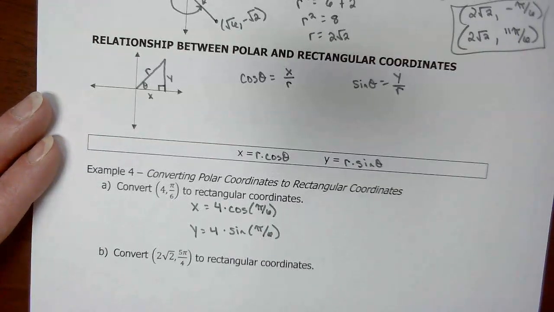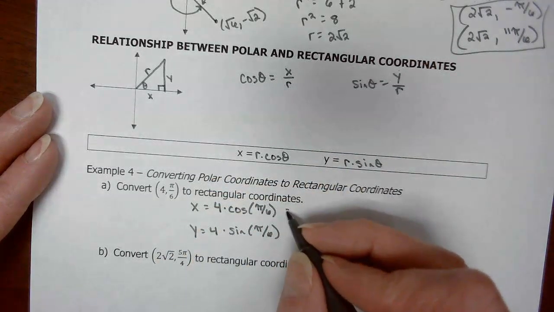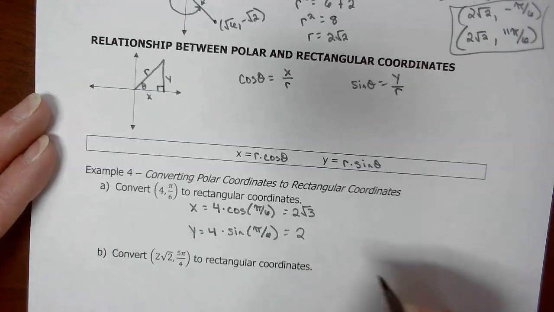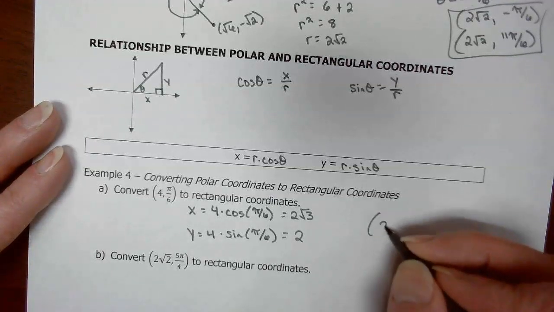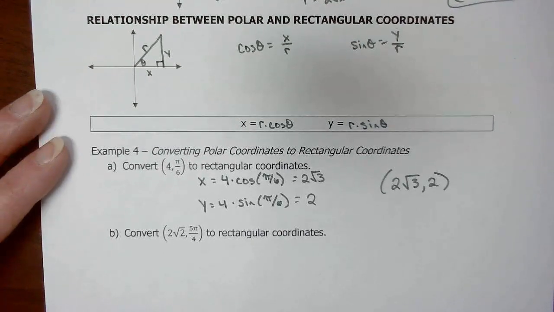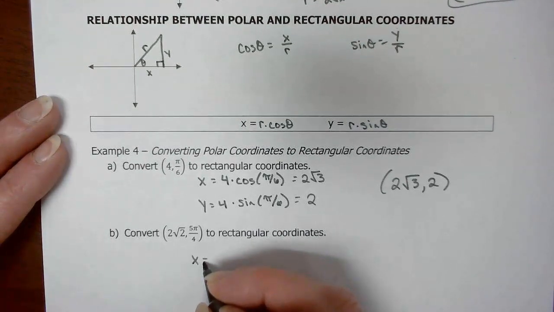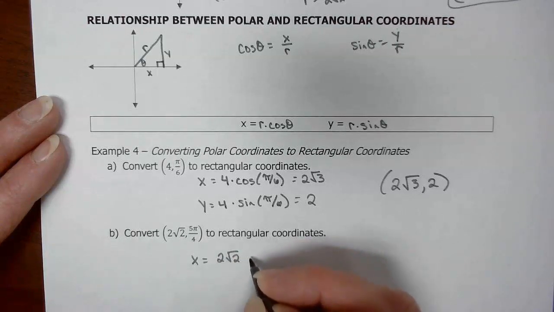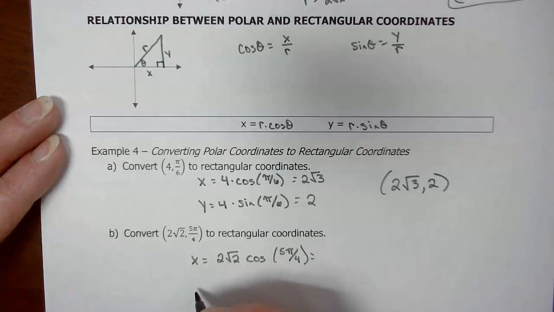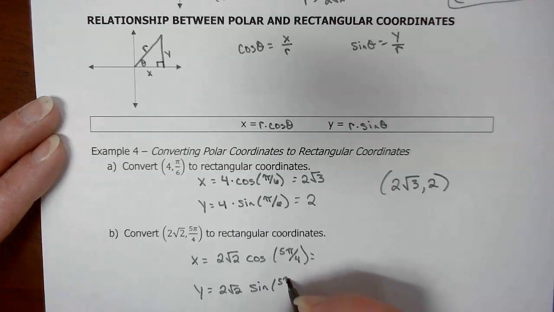And so I'm going to do 4 cosine pi over 6, and I get 2 square root of 3. Then 4 sine pi over 6, and that is 2. So my point is at 2 square root of 3, comma 2. X equals r times cosine of the angle. Y equals r sine of the angle.